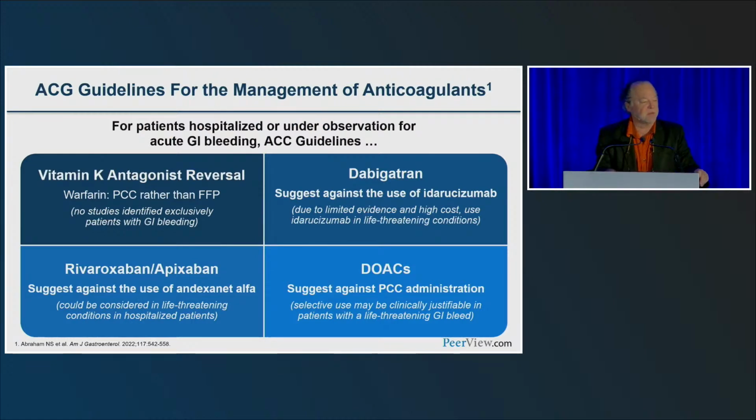Now you look at this and these seem a little bit contradictory, some of these boxes here. And the reason is this is the ACG guidelines, American College of Gastroenterology, and these are the guidelines from ACOG, gynecology. But they choose PCC rather than fresh frozen for warfarin, good. Dabigatran suggests the use of idarucizumab. Rivaroxaban suggests against the use of andexanet alfa. And who are the doctors who are making this recommendation? These are doctors who don't take care of head bleeds.